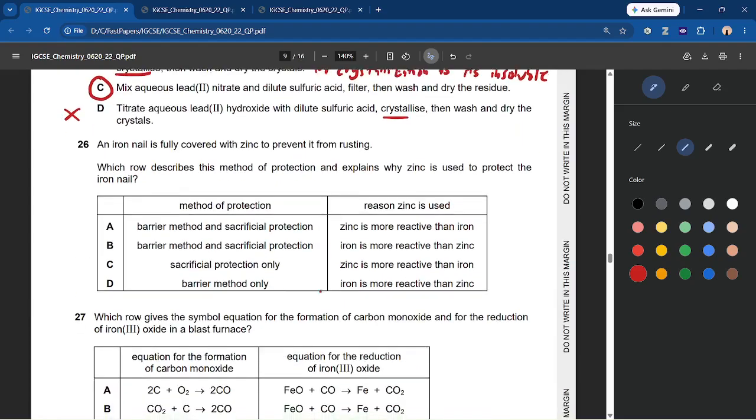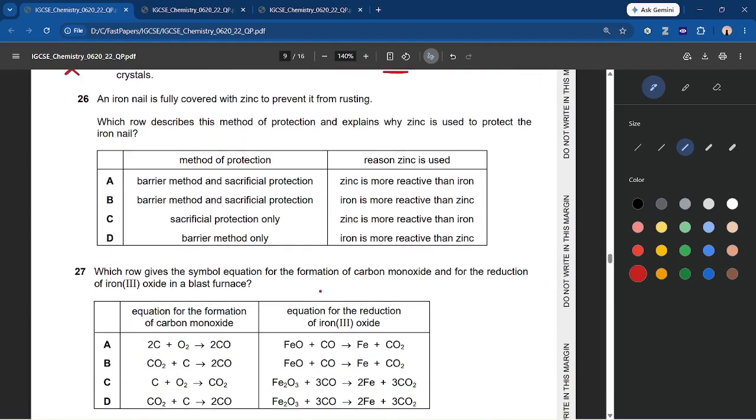26, an iron nail is fully covered with zinc to prevent it from rusting. Which row describes the method of protection and explains why zinc is used to protect the iron nail? So one is called barrier method and sacrificial protection. Zinc is more reactive than iron. This is correct. This is also correct. Barrier method and sacrificial, iron is more reactive than zinc. This statement is incorrect. This isn't only sacrificial, because you're also putting a barrier on it. So because of that, this answer is going to be A.